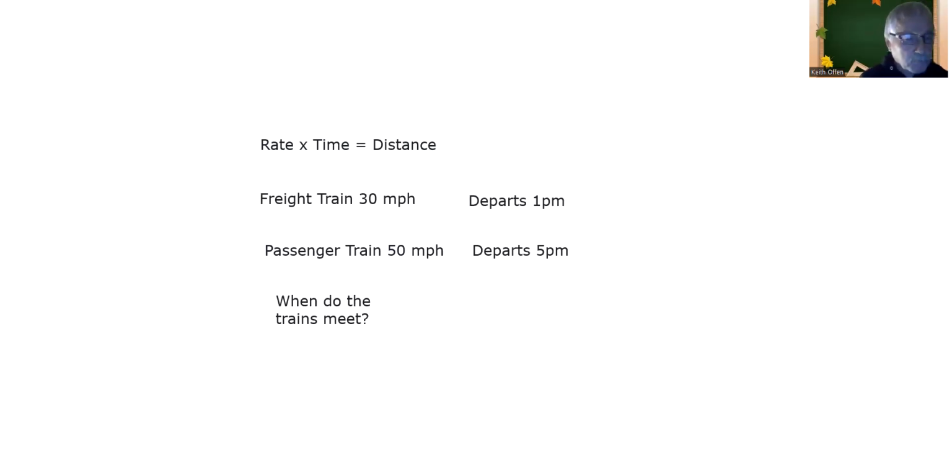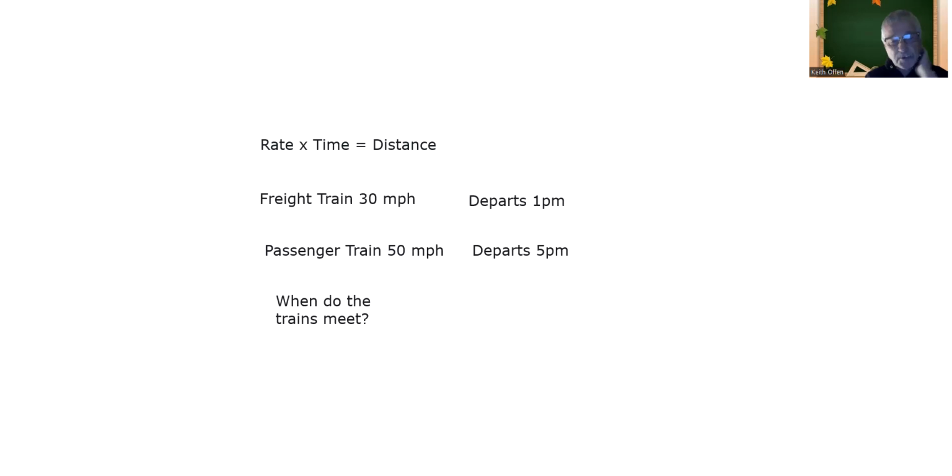Here we have a typical distance problem where we have two trains. The first train, a freight train, leaves the station at 1 o'clock, or 1 p.m. in the afternoon. The second train, a passenger train, leaves at 5 p.m., both traveling at different rates. The rate of the freight train is 30 miles an hour, while the rate of the passenger train is 50 miles an hour. And we want to know, when do the trains meet?